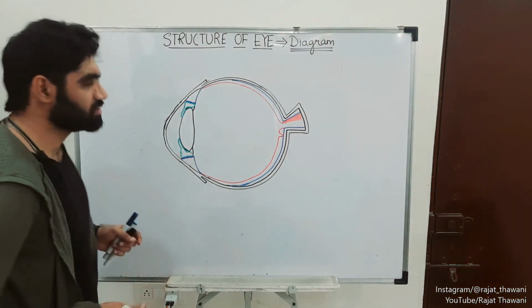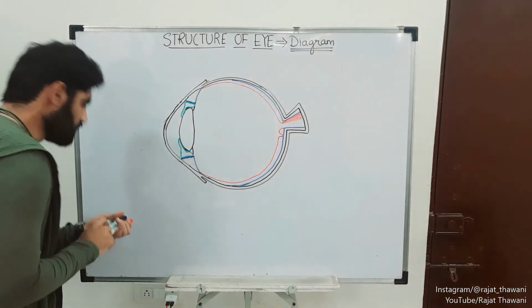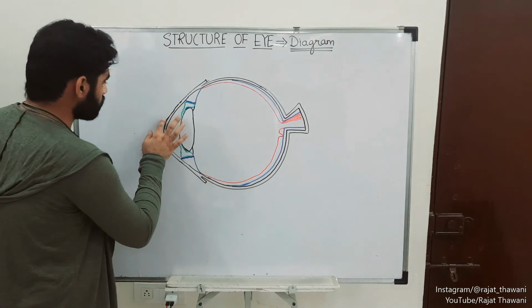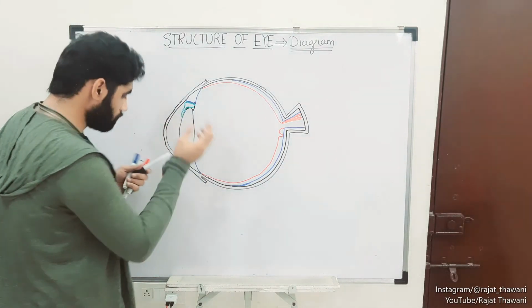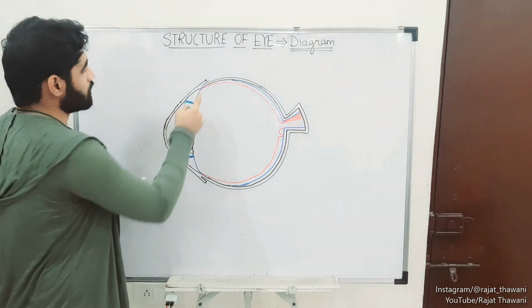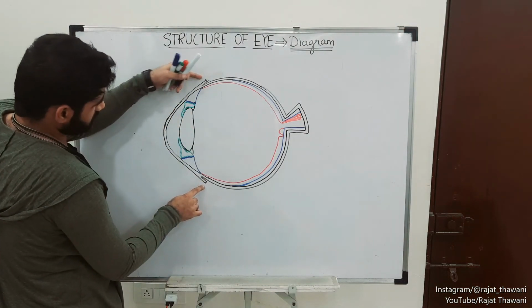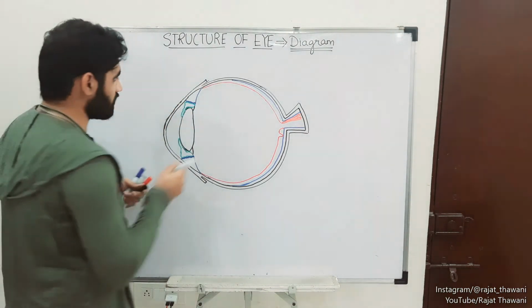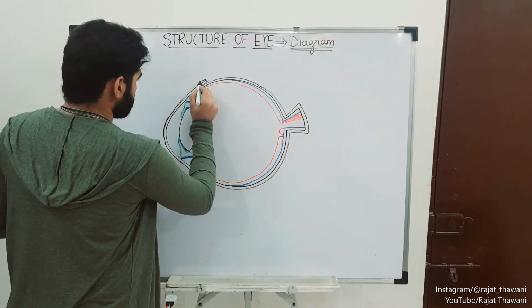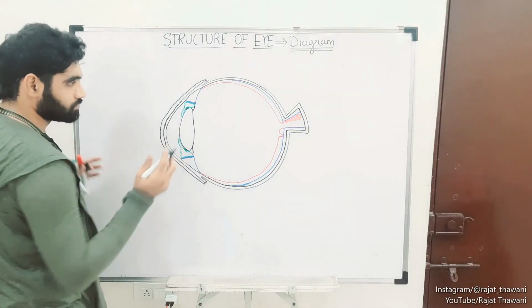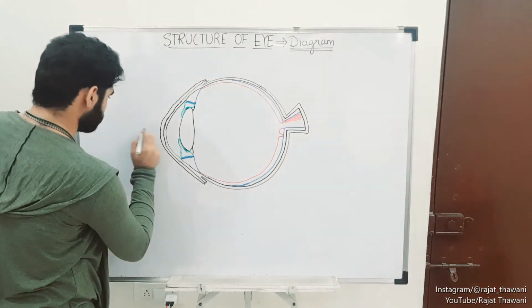Okay, so done. See, the structure of the eye is ready. The last point: you need to make a thin covering on this cornea. The whole cornea is from this point to this point. The thin covering is nothing but the conjunctiva. So let's make a thin membrane. Now we'll label it.